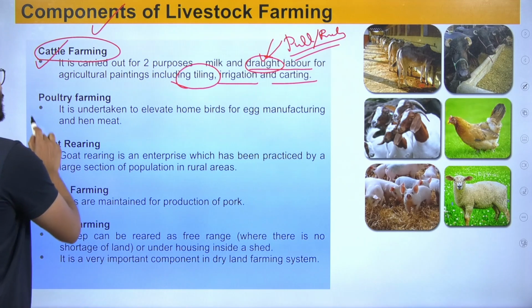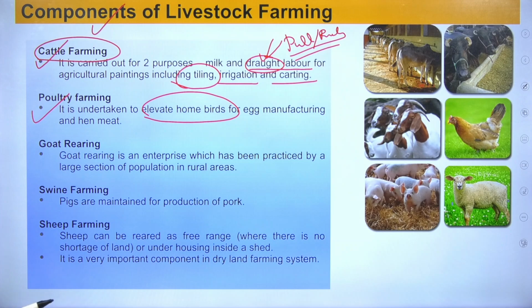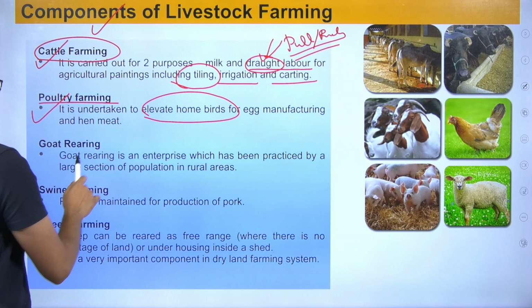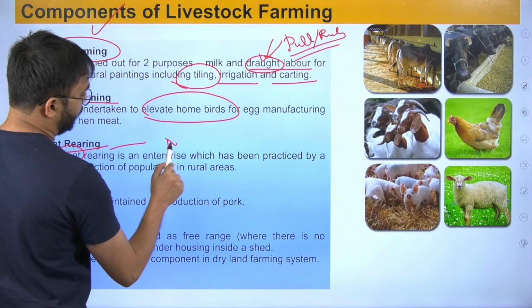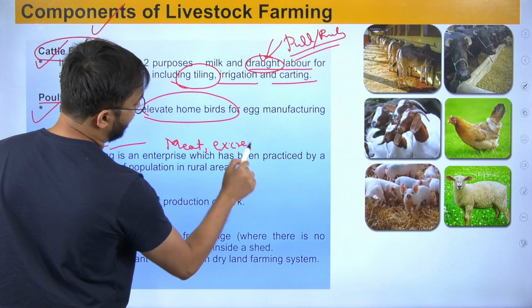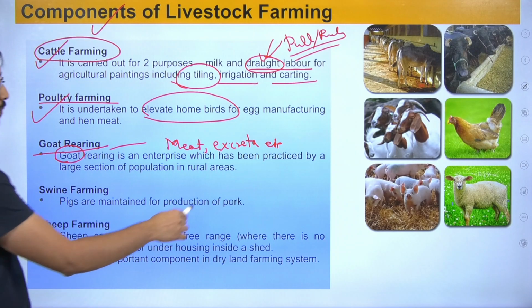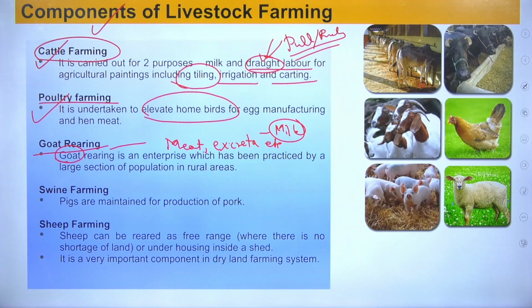Then poultry farming. This is done to rear home birds for egg production and hen meat. So meat and eggs, this is why poultry farming is done. Then goat rearing. After poultry farming, goat rearing is done, in which of course goats are reared for their meat, for their nitrogen-rich excreta, and for their milk also, because goat milk has medicinal properties too.